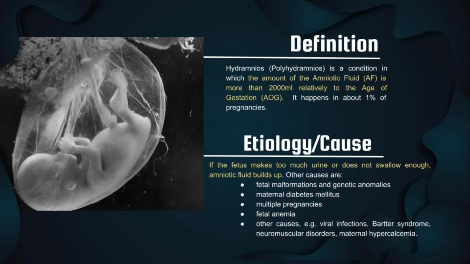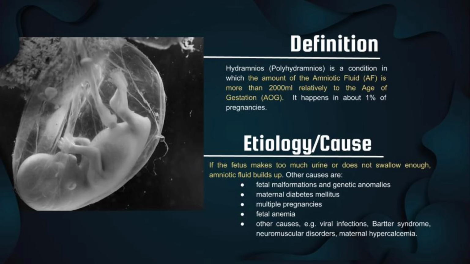It happens in about 1% of pregnancies. However, to make the diagnosis more accurate and practical in clinical settings, in ultrasonography, hydramnios has a single deepest pocket equal to or greater than 8 centimeters, and an amniotic fluid index equal to or greater than 25 centimeters.